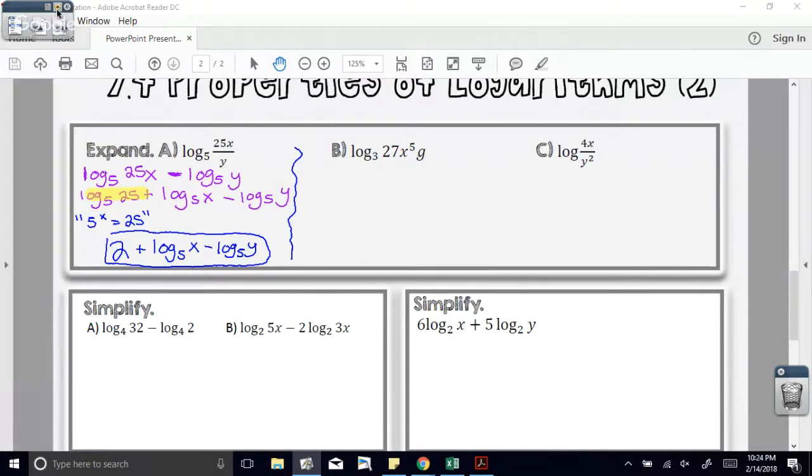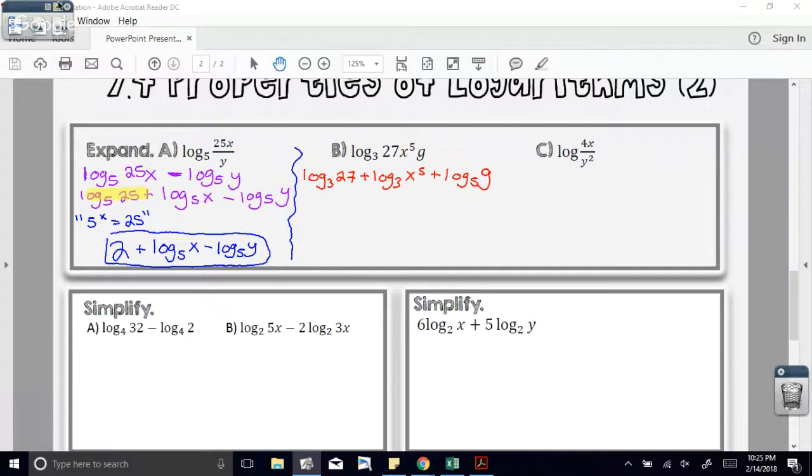Okay, which leads us to the second one. The second one, we don't have division. You see how we have multiplication? So I'm going to go ahead and split this. We've got 3 pieces this time. We've got the log base 3 of 27 plus the log base 3 of x to the 5th, again, multiplication. So we have another plus log base 5 of g. Okay, so there's the first step.